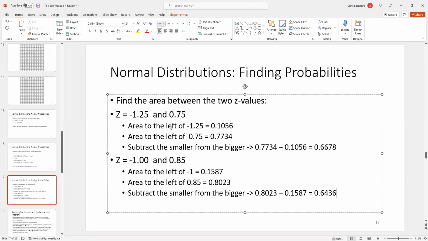So area between: find both areas to the left, subtract the smaller number from the biggest number, and that'll give you the area between. It should not be greater than 1, and it should not be negative. All right. Questions on reading that Z table, understanding what we're doing?